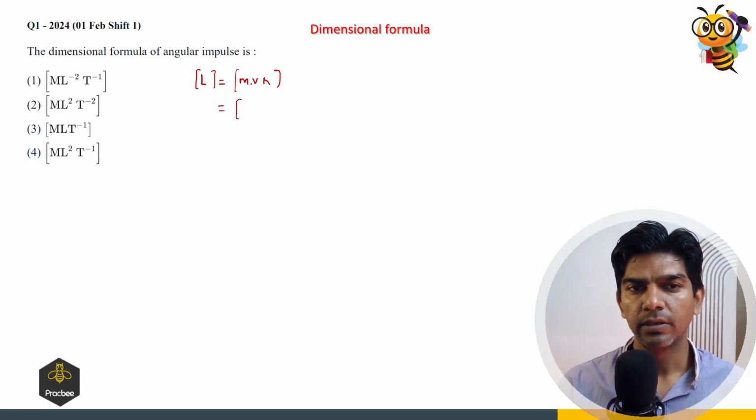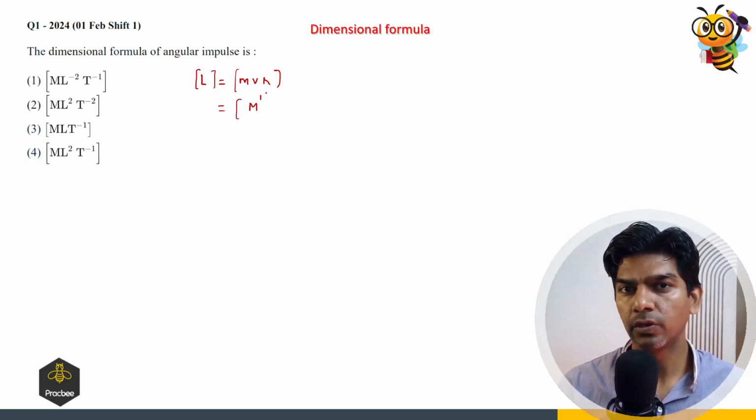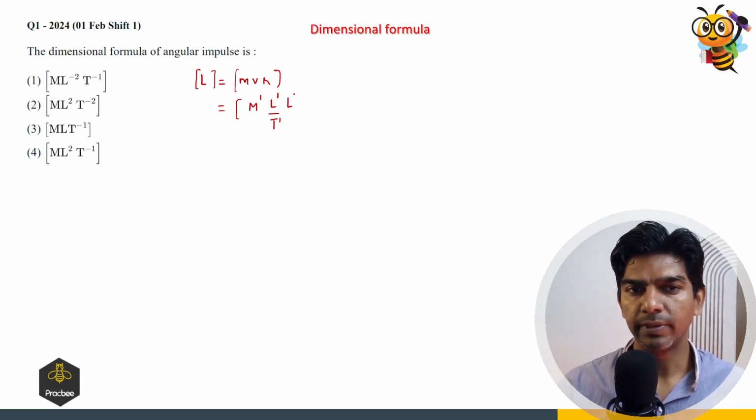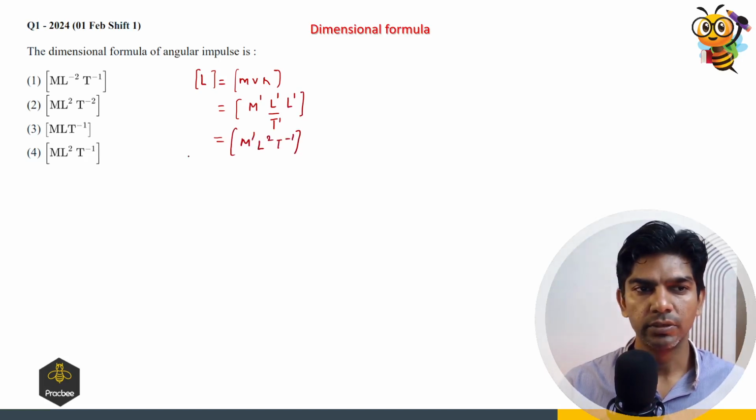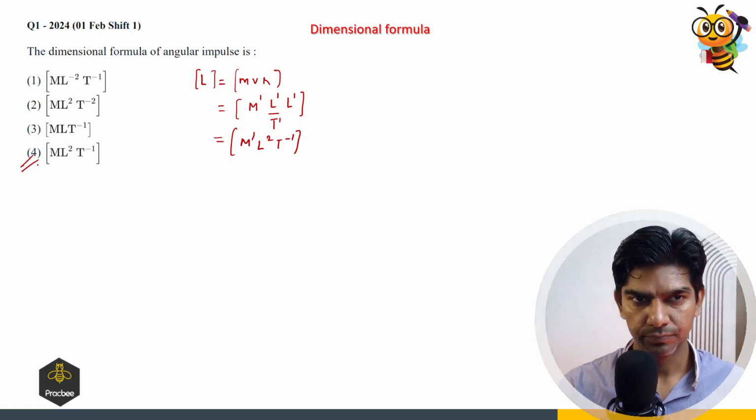For mass we're going to use M raised to power 1. Velocity is displacement upon time, so displacement is L raised to power 1 divided by T raised to power 1, and r is basically the distance, so that will be L raised to power 1. So this comes out to be M raised to power 1, L raised to power 2, T raised to power minus 1. So for the dimensional formula, which option is correct? Option 4 is the right answer.